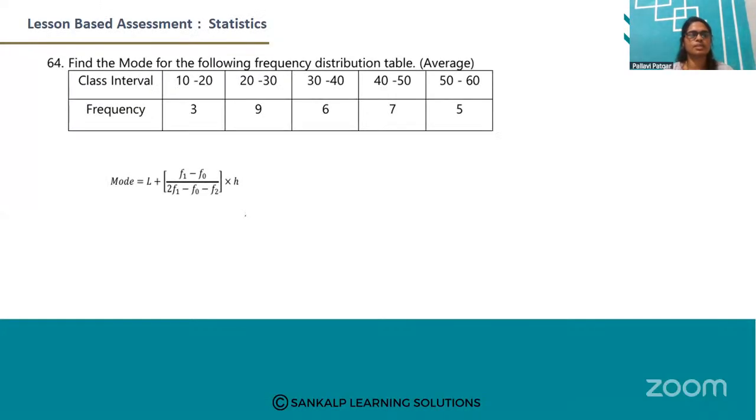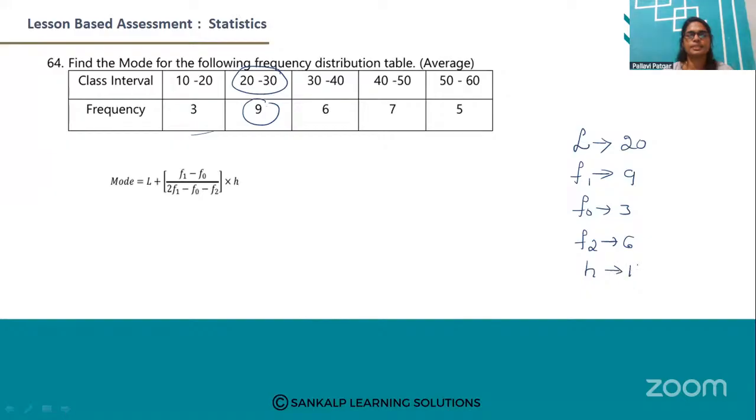Look at question number 64. Find the mode for the following frequency distribution table. Here the modal class is the class interval with the highest frequency. The highest frequency is 9, which corresponds to the class interval 20 to 30. Here L, the lower limit of the modal class, is 20 and F1 is 9, F0 is 3, F2 is 6, h is 10.